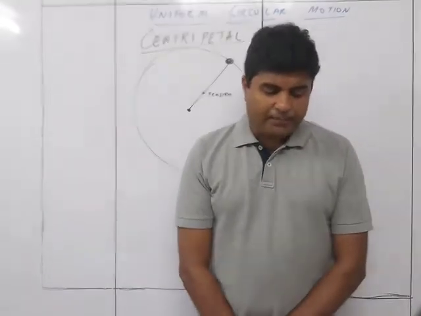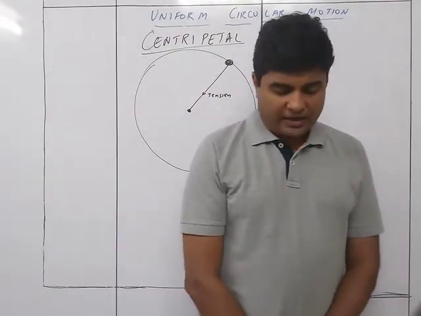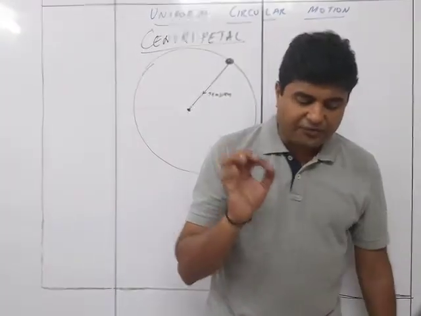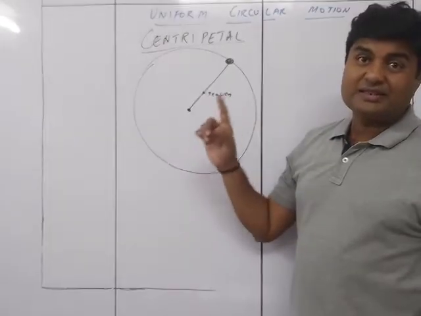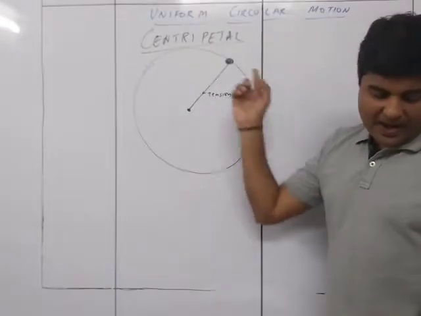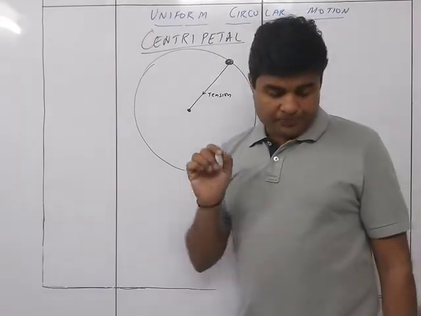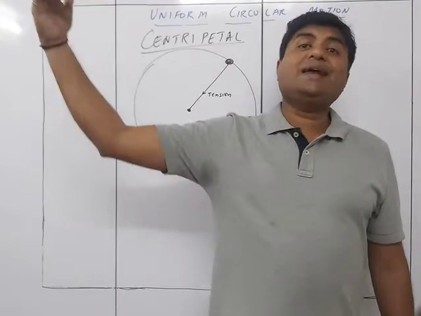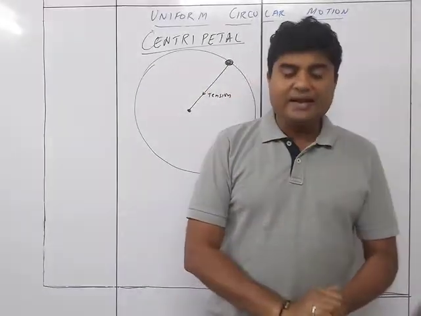Hence, for a body moving in a circular path, a force is needed which acts as a centripetal force. Thus, we can define centripetal force as the force acting on a body moving in a circular path in the direction towards the center of the circular path. So, the force acting towards the center of the circular path is called centripetal force.